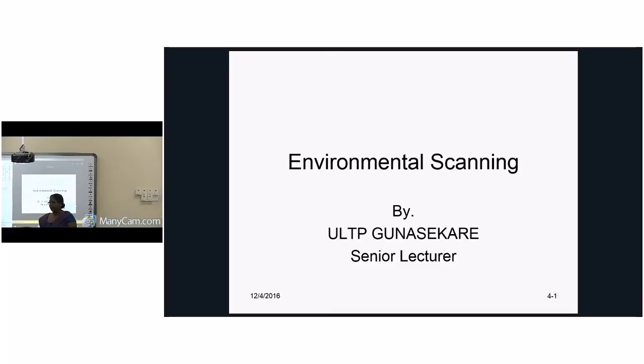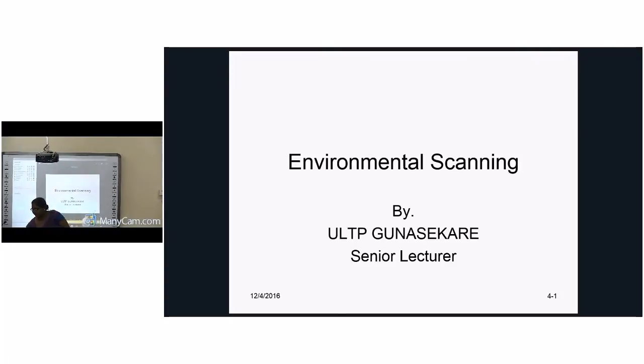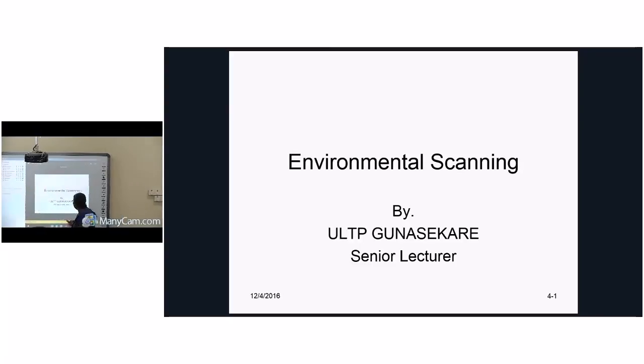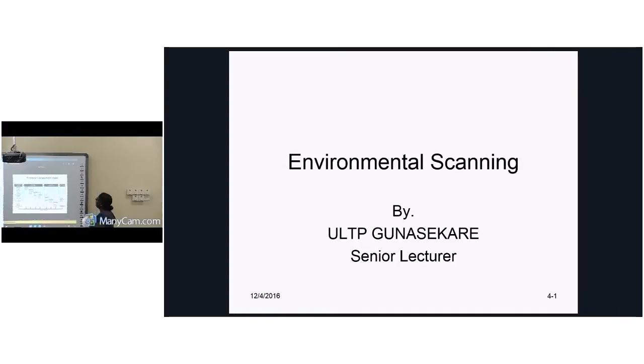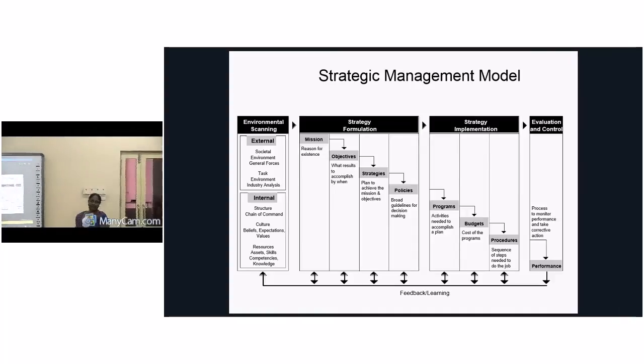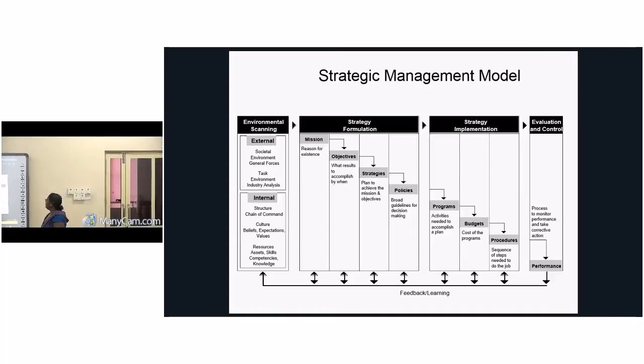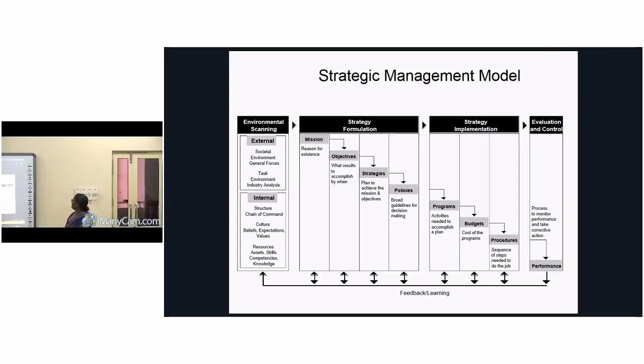Today we are going to discuss environmental scanning. So before going to the topic, I want to tell you how environmental scanning connects with the strategic management process, the strategic management model. So here you can see the strategic management model.